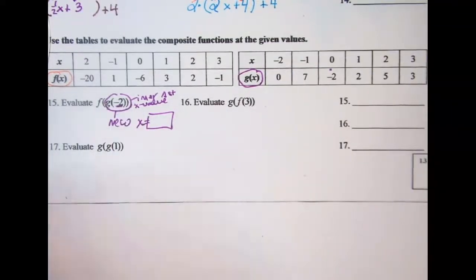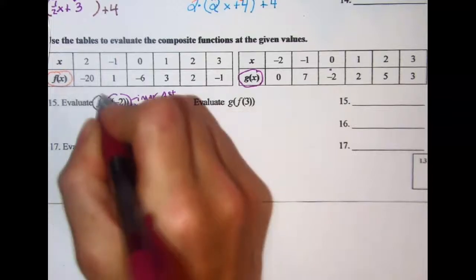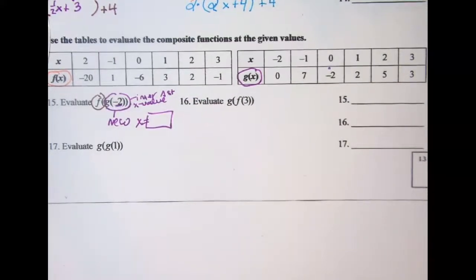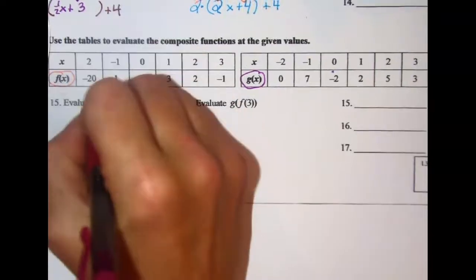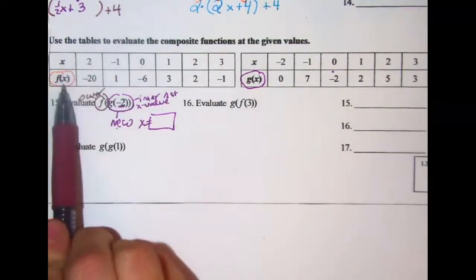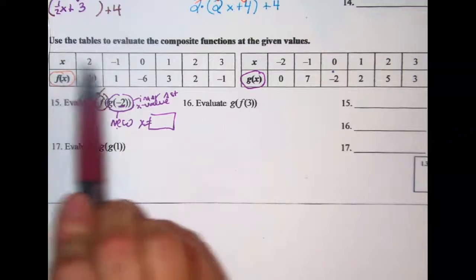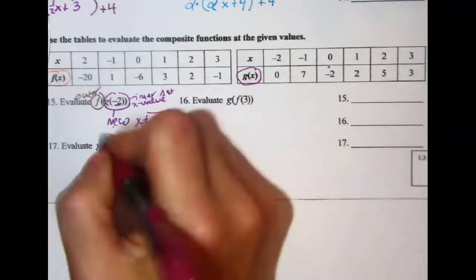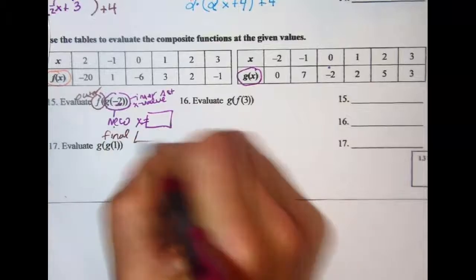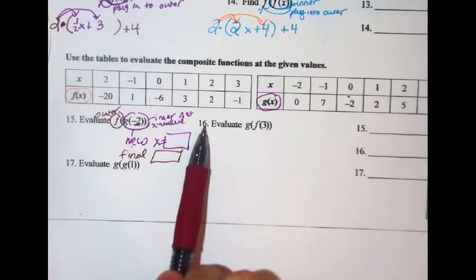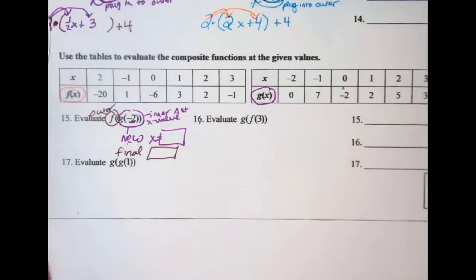And then you go to the second part and you go to the f function. Should have used a better color for that, but you go to your f function. So that's your outer. And whatever your new x is, again, you go to the f function, which is this table, and you look for the x value where your new x is, and across from it is your final answer. And that's what you put on the line. Okay, so you're doing the same thing for 16 and 17.